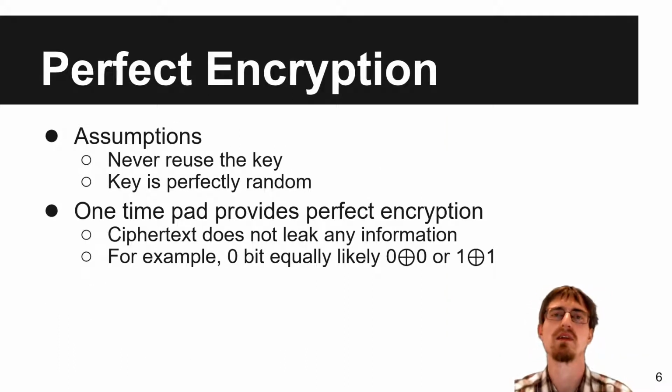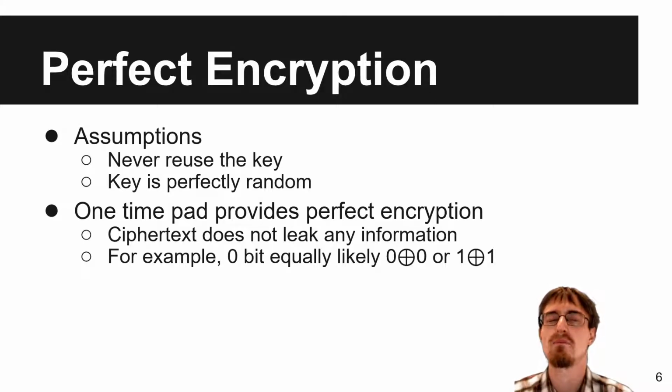As simple as a one-time pad may be, it provides something that none of the other algorithms that we discussed can provide, namely perfect encryption. This is only possible under the following assumptions, namely that we never ever reuse the key and that the key is actually perfectly random. Now, if we follow these rules, the one-time pad provides perfect encryption in the sense that the ciphertext leaks no information whatsoever about the original.